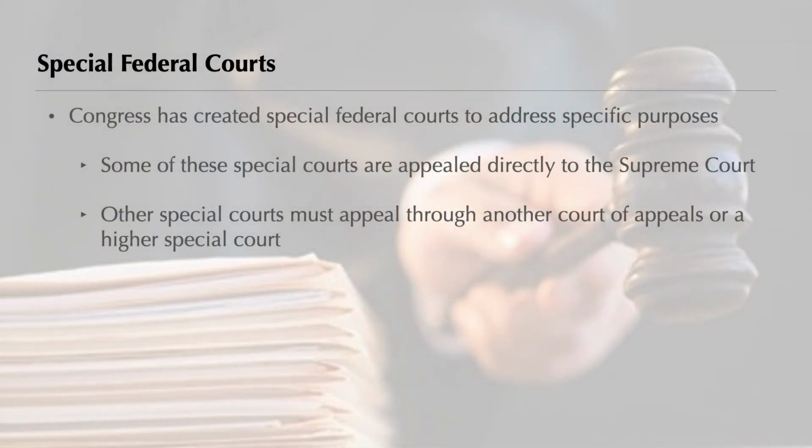In addition to the 3 levels of the judicial branch, Congress has also created additional federal courts. These special courts include the Court of Claims, the Court of Customs and Patent Appeals, and the Tax Court. Each of these courts was established by Congress for a specific purpose. Appeals from some of these courts are sent directly to the Supreme Court. Others must first pass through a Court of Appeals or a higher special court.